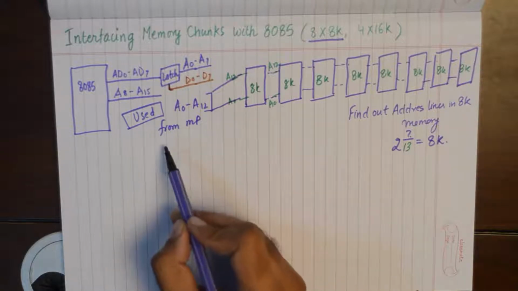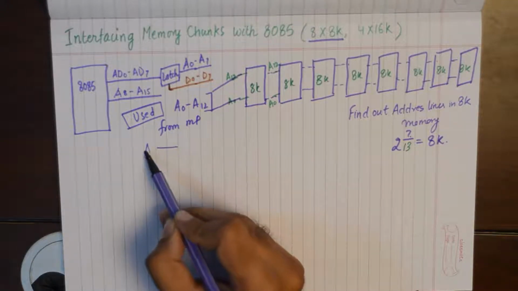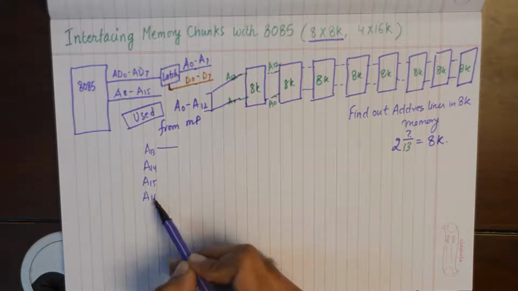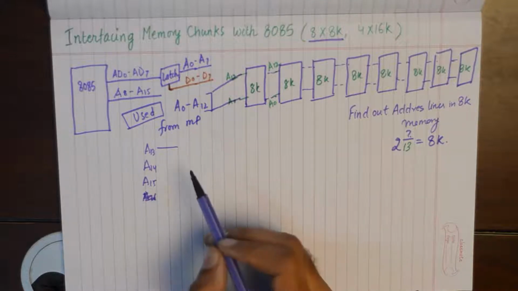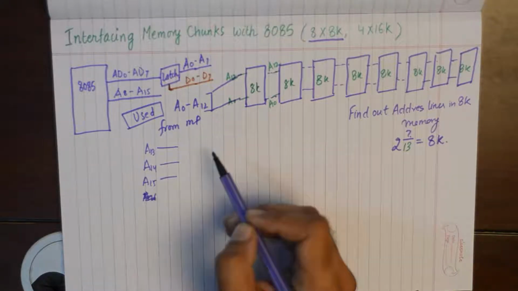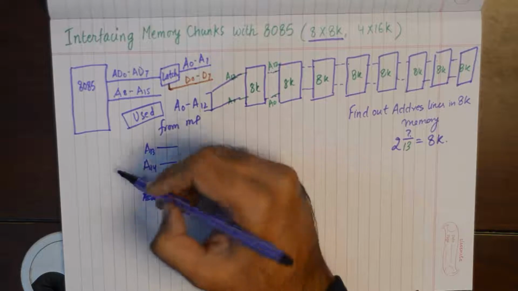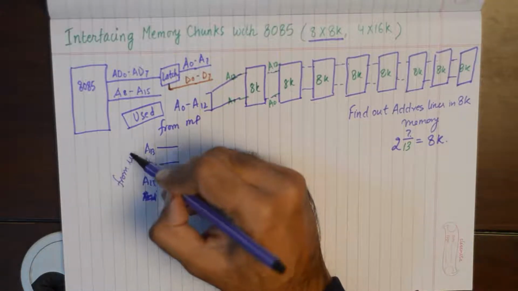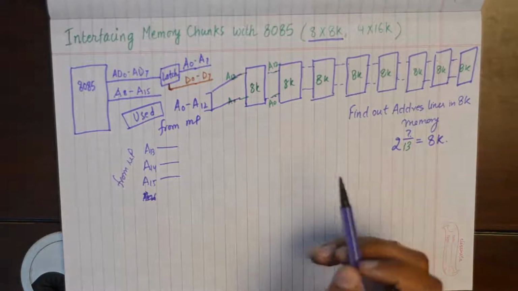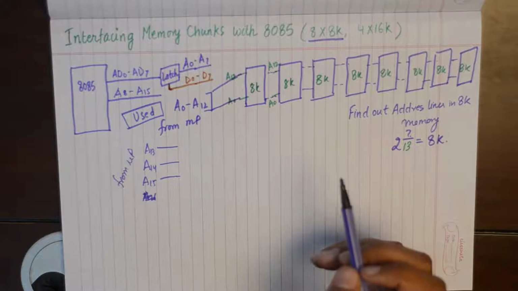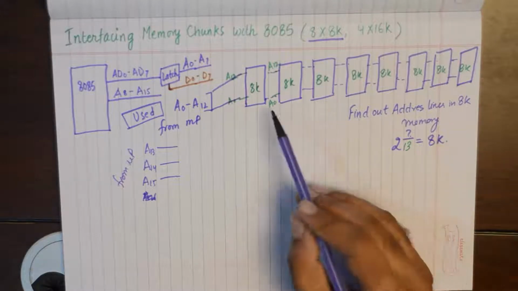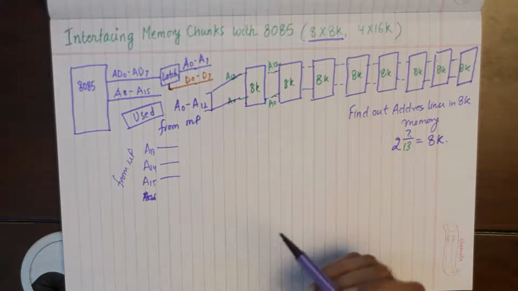Now I am left with A13, A14, A15 and A16. I'm left with only 3 address lines: 13, 14 and 15. We have a total of 16 address lines here. So these address lines are coming from the microprocessor. Now what we need to do next is figure out a mechanism by which we can select these memories using these 3 lines.